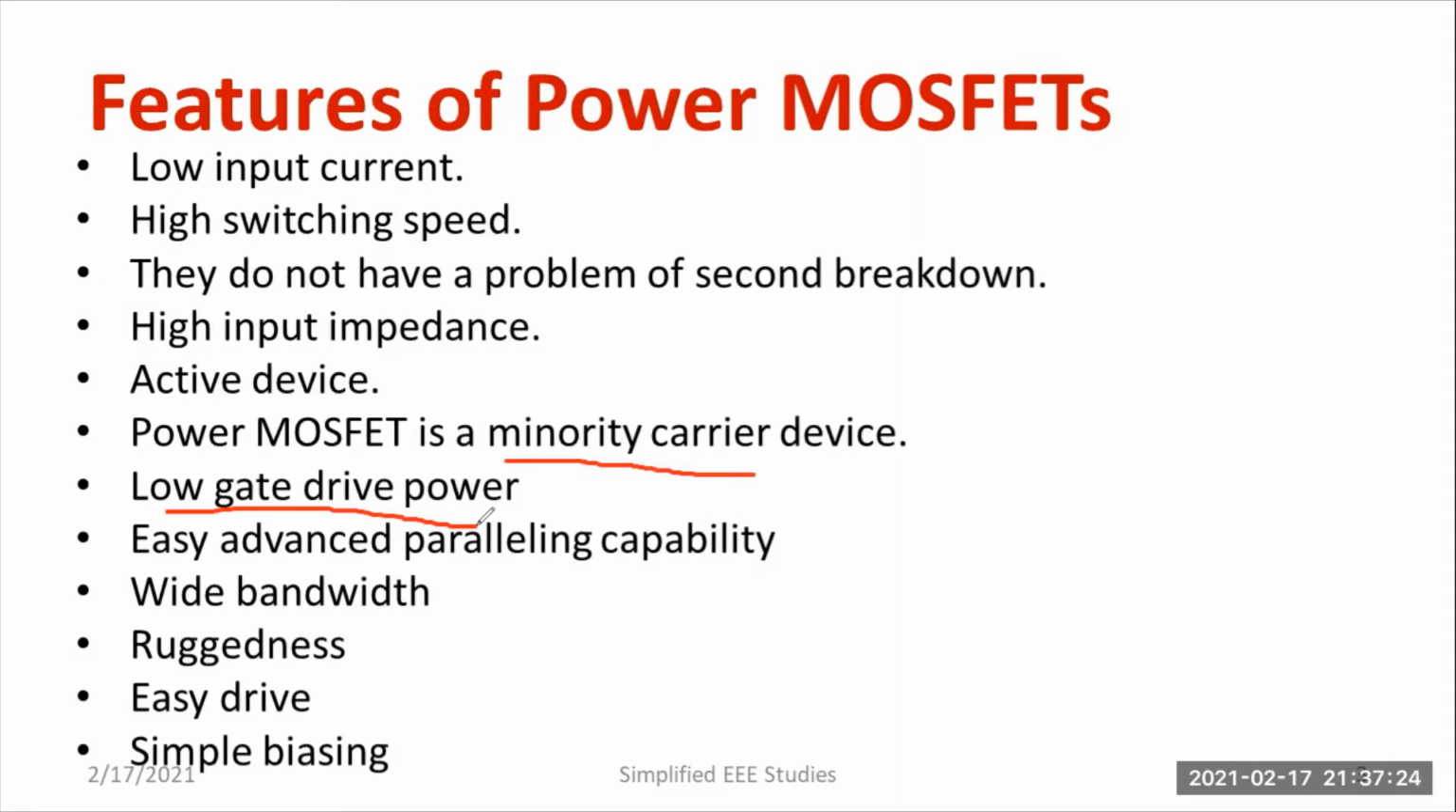There are different gate driver ICs like IR2111, IR2110 that I'll be discussing in the upcoming session. Moreover, providing the gate drive will be simple in case of power MOSFET compared to power BJT. Then easy advanced paralleling capability. That is also a special feature of power MOSFET. And it ensures wide bandwidth. Regarding the construction, it ensures ruggedness. Then the gate driver, I already told. Then simple biasing. These are the major salient features of power MOSFET.